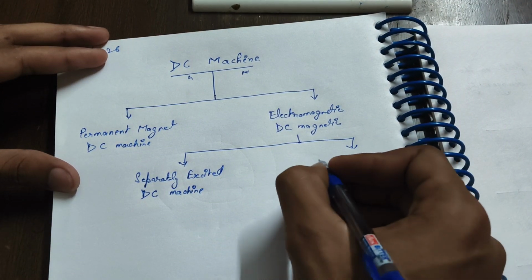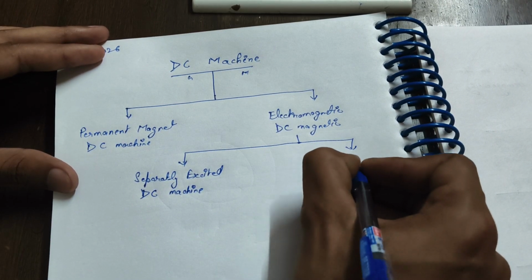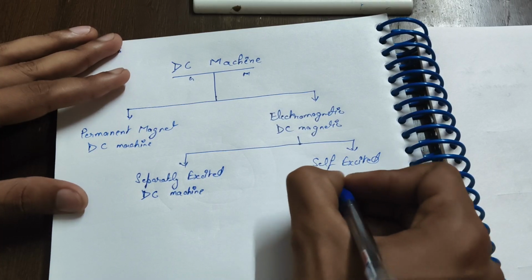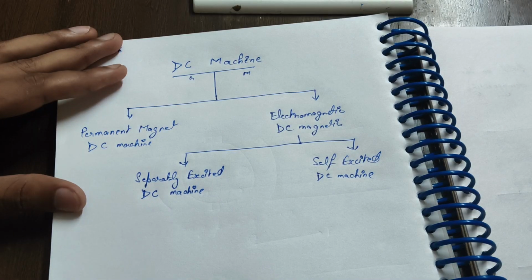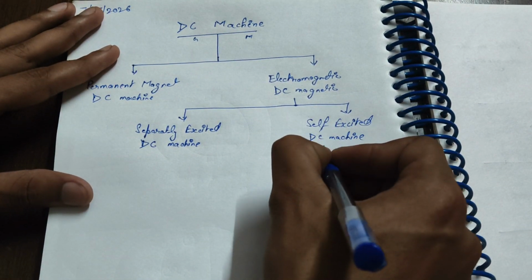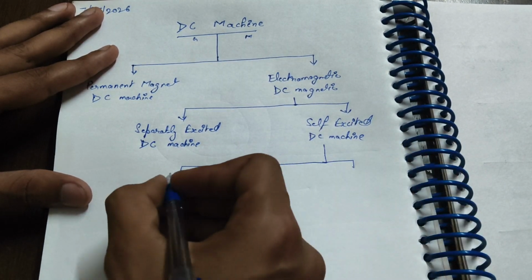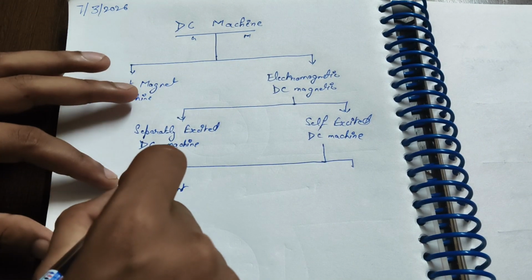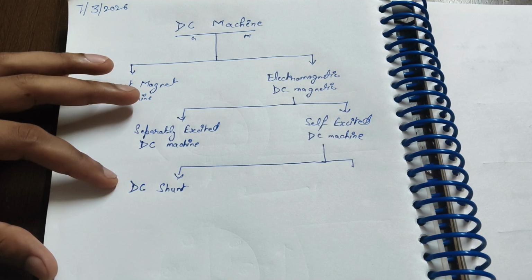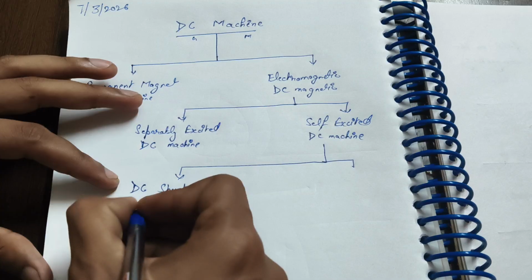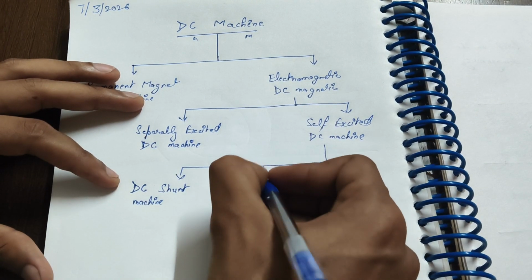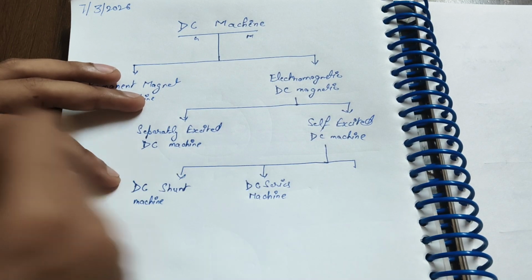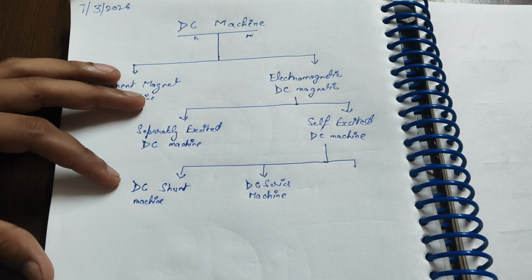And the other one is self excited. A single source is used to excite the field winding as well as the armature winding of the DC machine. The self-excited DC machine is classified into three parts. The first one is the DC shunt machine. In this machine, the field winding is connected in parallel with the armature winding. The second one is the DC series machine. In this machine, the armature winding is connected in series with the field winding.